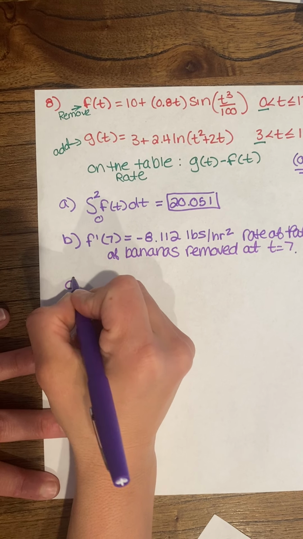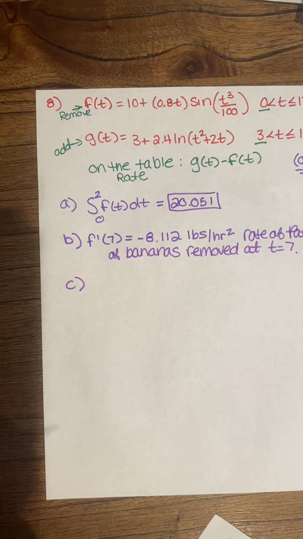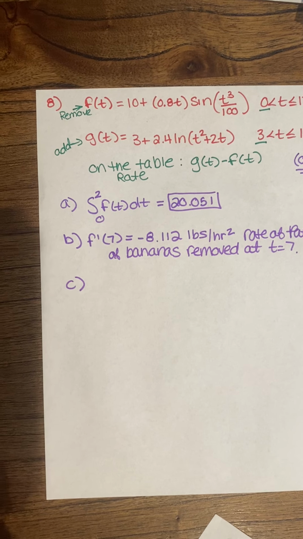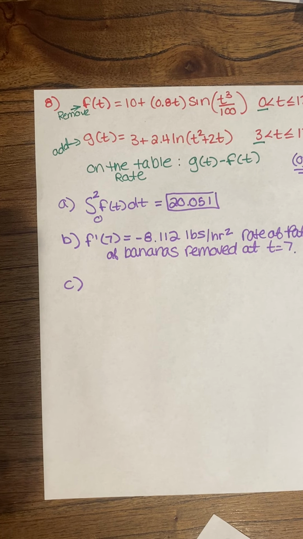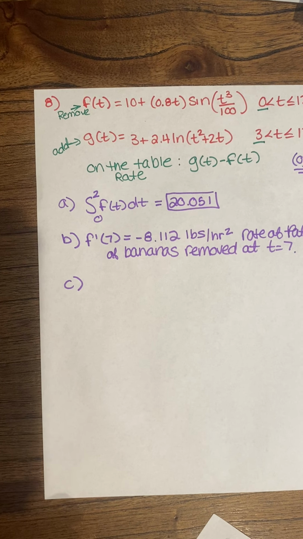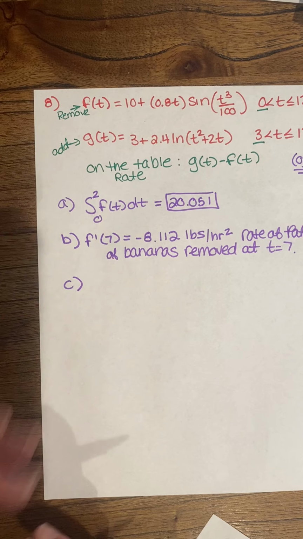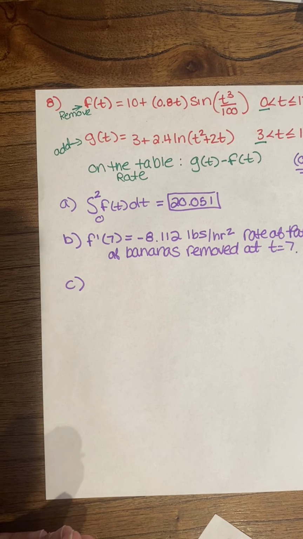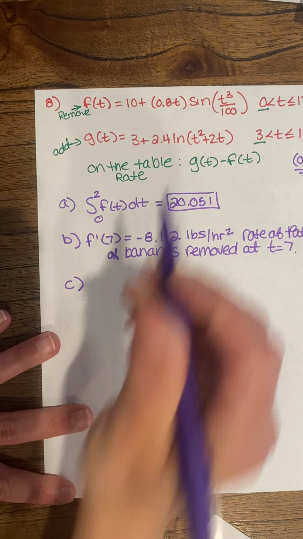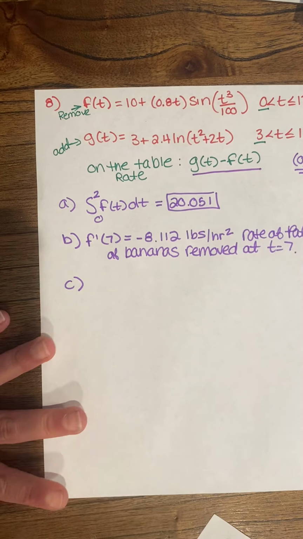Now, part C asks us, is the number of pounds of bananas increasing or decreasing at t equals 5? So remember, anytime they're asking you about increasing or decreasing, that's another way of asking you for the derivative. Now again, they want the rate. Well, those are the equations I have. So this is one where we'd just be plugging into one of our equations. Now again, we have to figure out which equation we are plugging into. Since it asks us to describe the pounds on the display table, that is this third equation.